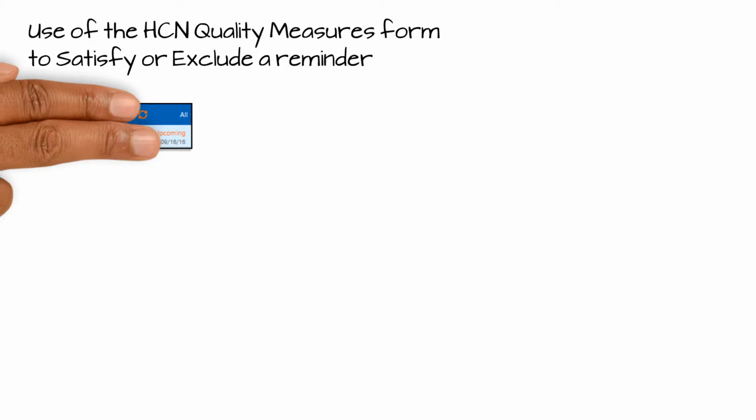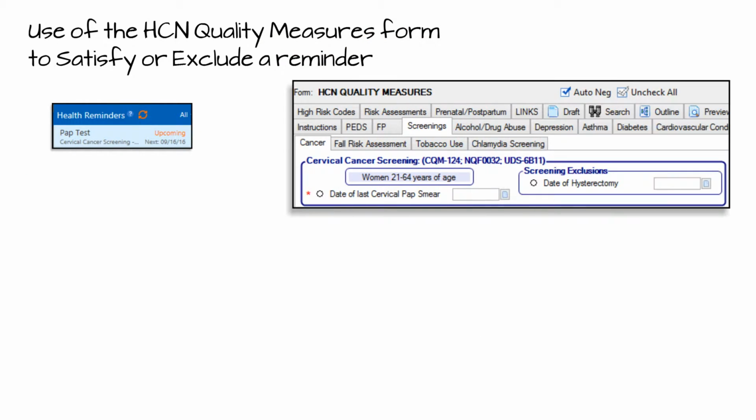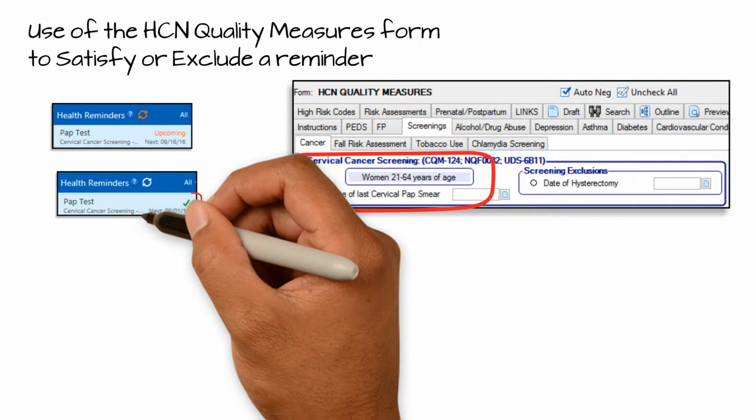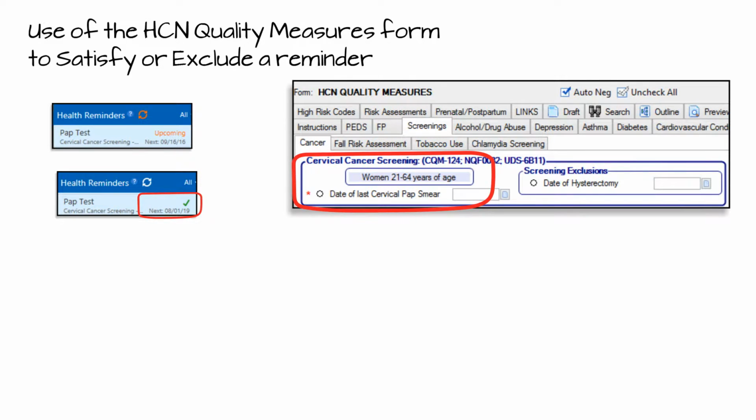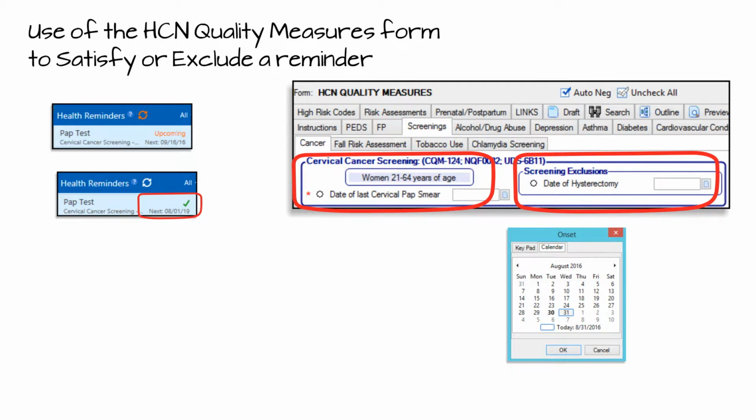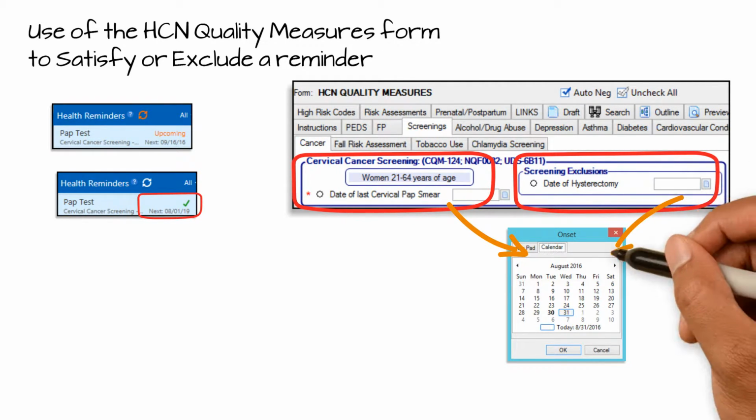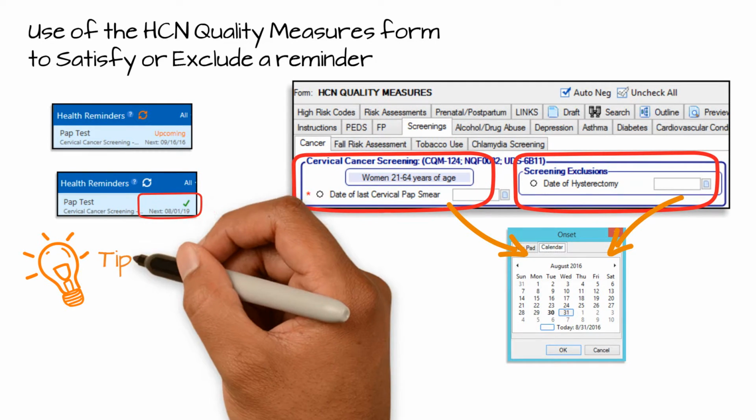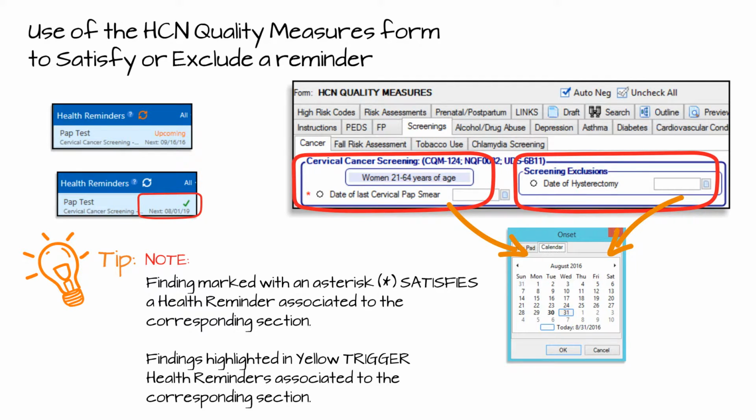Documenting the patient's medical history can also satisfy or exclude them from a reminder. The HCN Quality Measures form can assist you to capture this information. For example, you can either enter the date the pap smear was performed to satisfy the reminder, or enter the date the patient had a hysterectomy to exclude them from this reminder. Please be reminded that the onset date is the date the procedure was completed, not the date it was reported. Entering the incorrect date will affect when the reminder will appear again in this patient's chart.